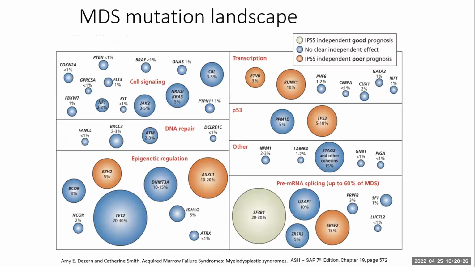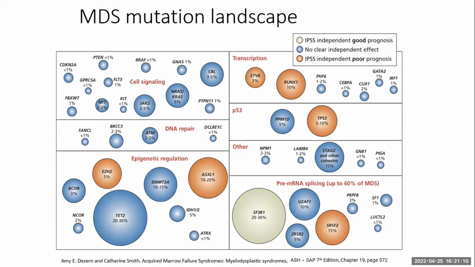So looking at the mutational landscape in MDS, it may look a bit busy, but to simplify this, of all these genetic mutations that you see, there's only one that is associated with a good prognosis in MDS, and that is your SF3B1 mutation that you find in a fifth to a third of patients with MDS. And then the ones in brown are the ones that are known to have an independent poor prognostic impact on the disease. And these can either be transcription factors, they can be epigenetic regulators, or involved in mRNA splicing.